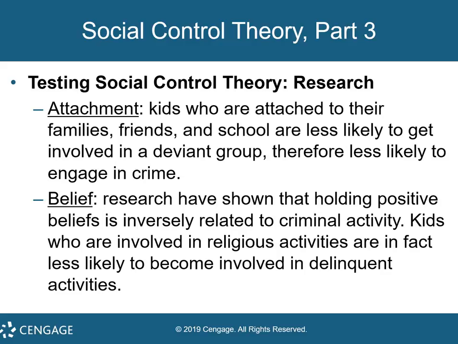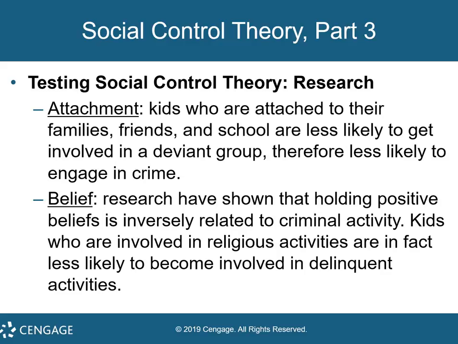And even when the statistical significance of Hirschi's findings was less than expected, the direction of his research data was very, very consistent. And there were some sub-findings that we're going to look at now, what he did or what was found. The first was attachment. Kids who are attached to their families, friends, and schools are less likely to get involved in a deviant group, therefore less likely to engage in crime.